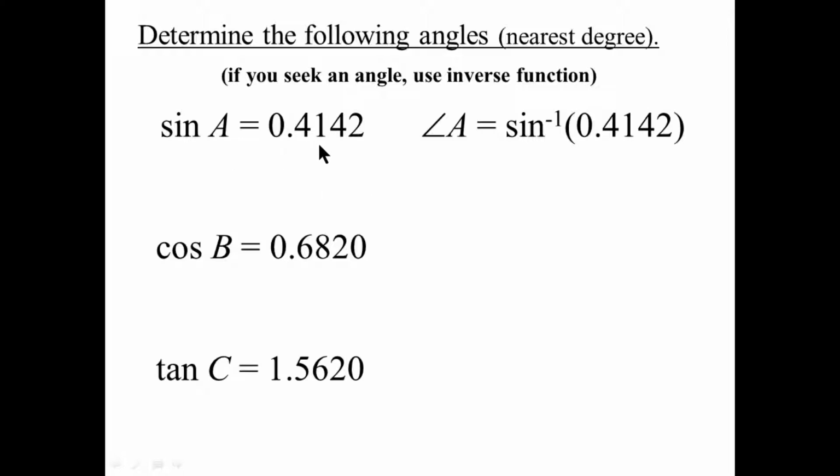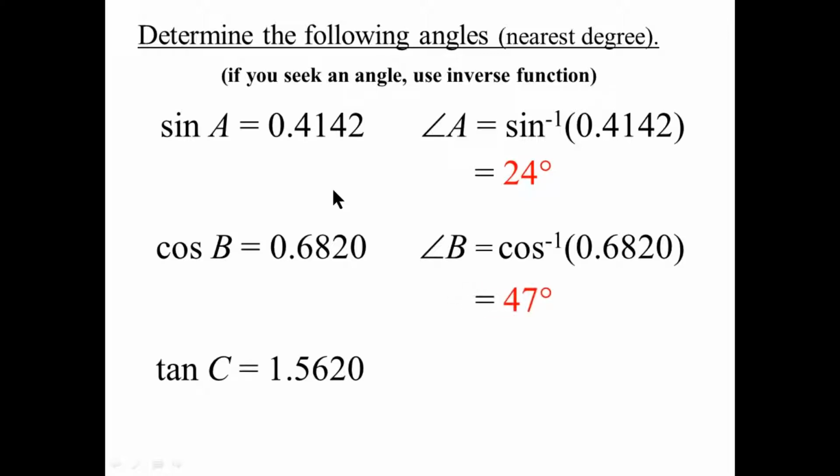Angle A is the inverse sine function of 0.4142, and on a calculator that turns out to be 24 degrees. Here we're asked for the angle B, whose cosine is 0.6820. So if you seek an angle, use inverse function. Angle B is the inverse cosine of 0.6820, and that turns out to be 47 degrees.